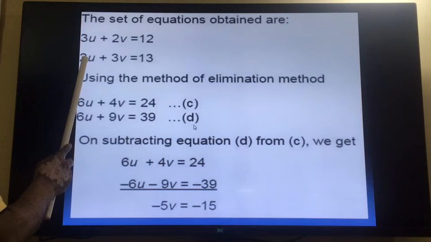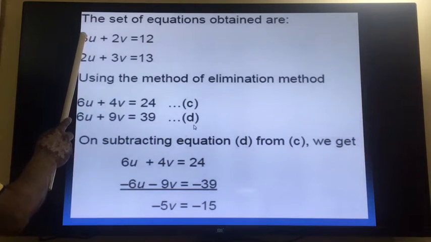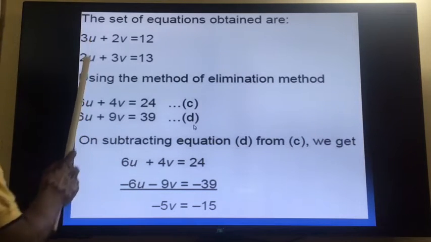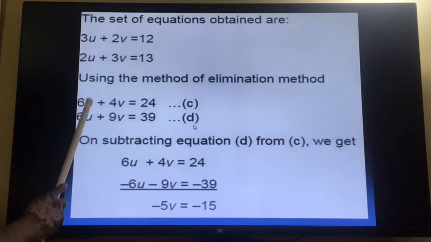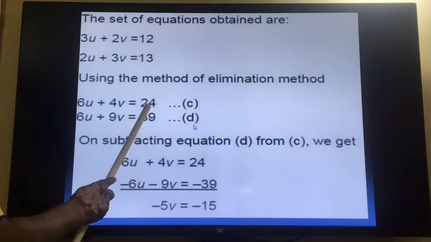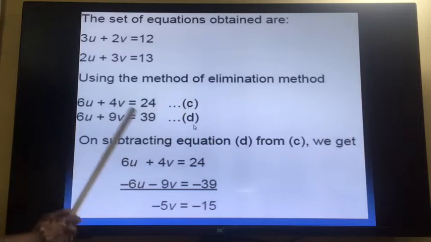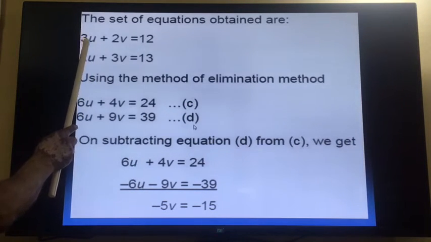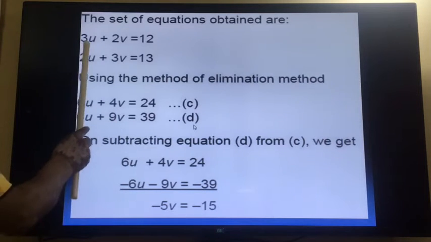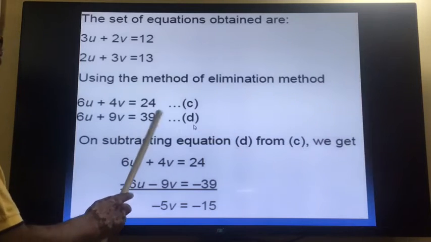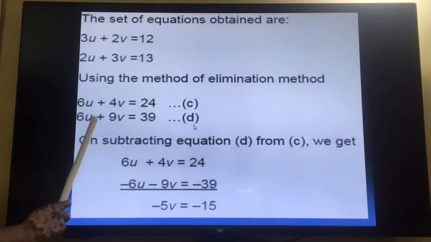And the second equation we will multiply by the coefficient of u from the first equation. So the first equation multiplied by 2: 2 threes are 6u plus 2 twos are 4v, and 2 into 12 is 24. This is equation number C. The second equation we multiply by 3: 3 into 2 is 6u, 3 into 3 is 9v, 3 into 13 is 39. So we got C and D equations, and we will solve these.